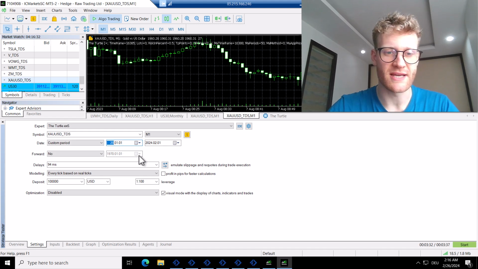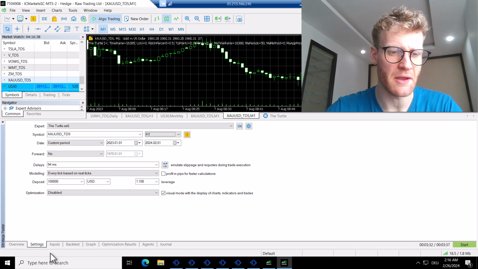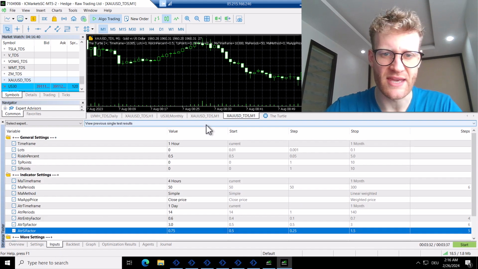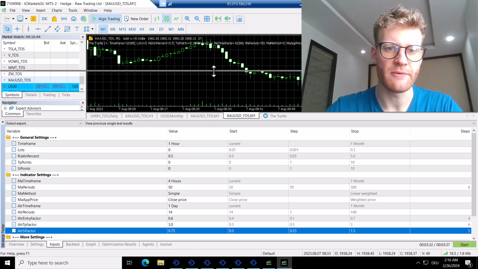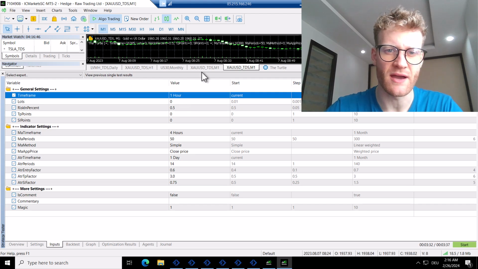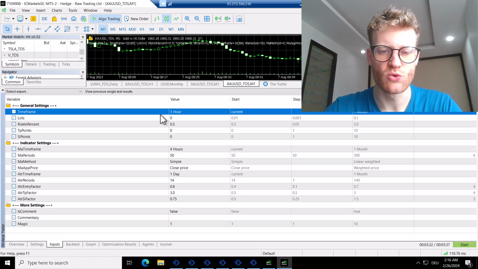And I will also test, for example, only the last year, so the test will load faster. Let me also switch to the 1 hour time frame and let's have a look at the inputs before we start testing. So we have several inputs here and you can see we have different settings. For example, for the time frame we have a setting where we can choose what time frame we want to use. I want to go with a 1 hour chart.